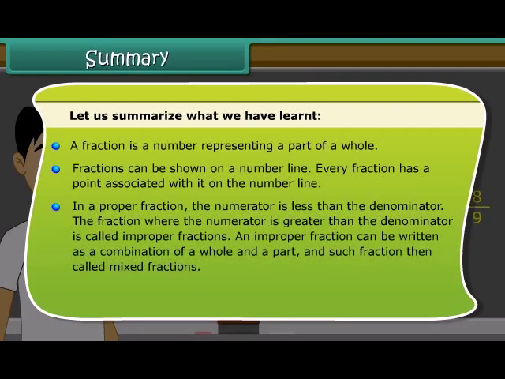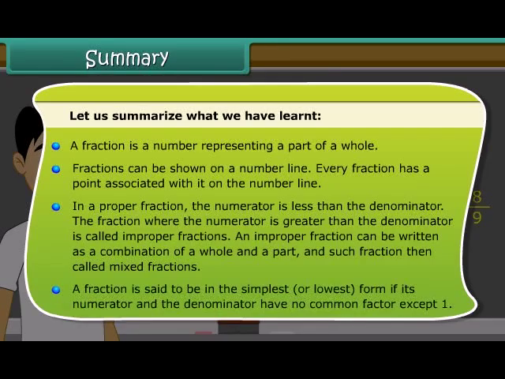In a proper fraction, the numerator is less than the denominator. The fraction where the numerator is greater than the denominator is called improper fraction. An improper fraction can be written as a combination of a whole and a part, and such fraction is then called mixed fraction. A fraction is said to be in the simplest or lowest form if its numerator and the denominator have no common factor except one.